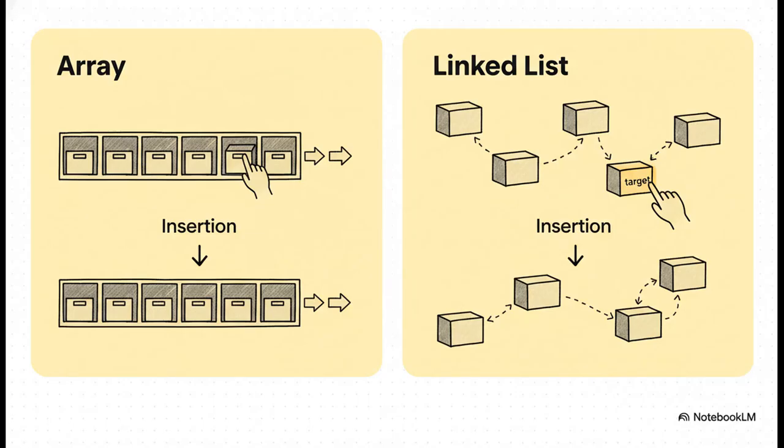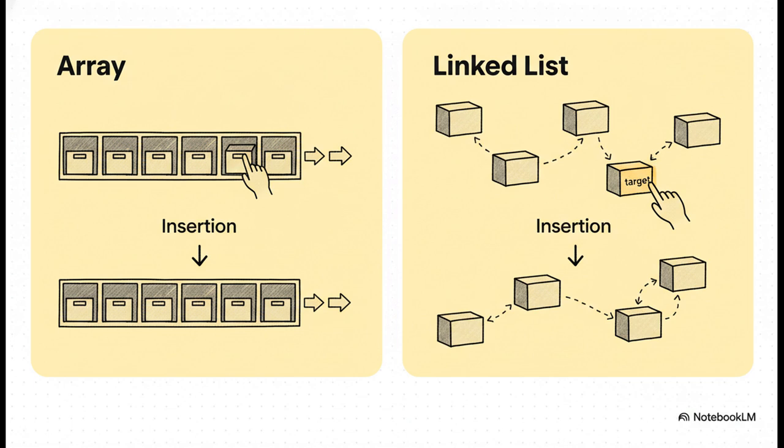On one hand, you've got an array. The best way to think of this is like a perfectly organized shelf with numbered boxes. If you need box number 50, you just go straight to it. It's incredibly fast. But what if you want to squeeze a new box in between 25 and 26? That's a huge pain in the neck.